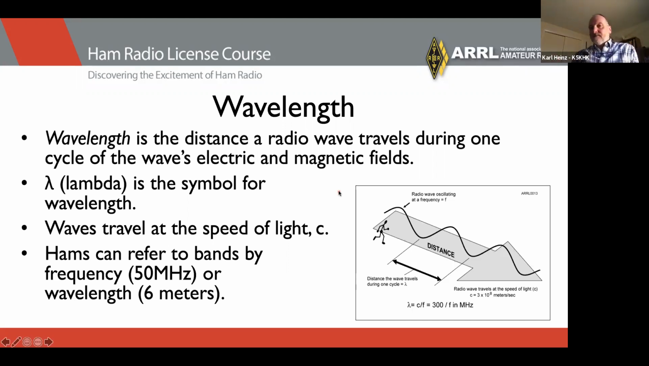So we know about amplitude, frequency. Now we throw another thing into those ways we can describe radio waves, and that is the wavelength. The definition of wavelength is that it's the distance a radio wave travels during one cycle of the wave's electric and magnetic field.